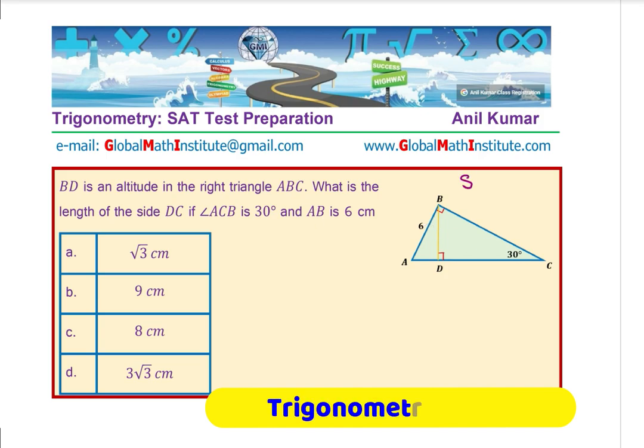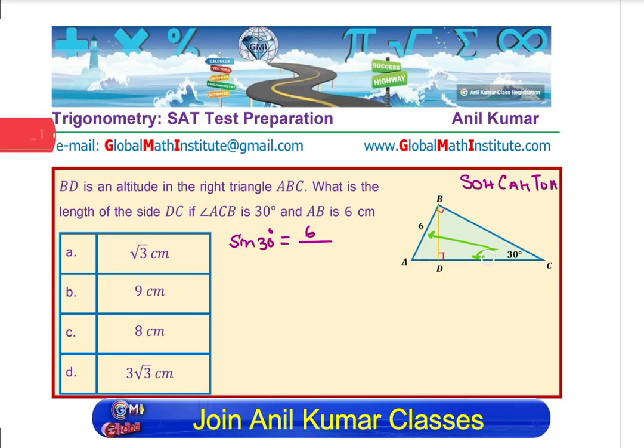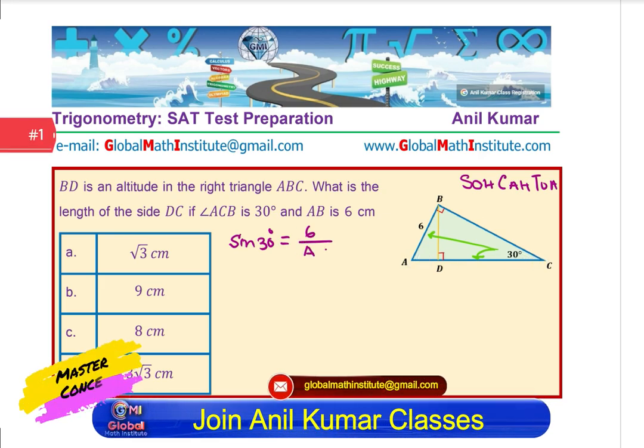SOHCAHTOA. Remember SOHCAHTOA: sine is opposite over hypotenuse, cos is adjacent over hypotenuse, tan is opposite over adjacent. Since we are given the opposite side, which is 6, we need to find the hypotenuse. Then we can write sine 30 equals 6 over AC, right? So clearly AC is equal to 6 divided by sine 30. Make sense?